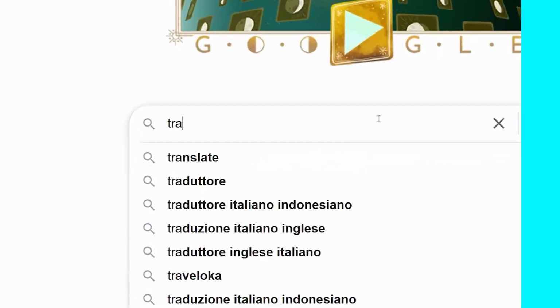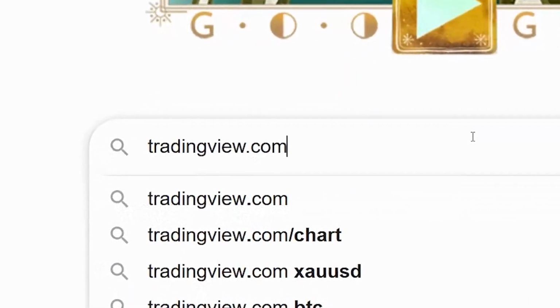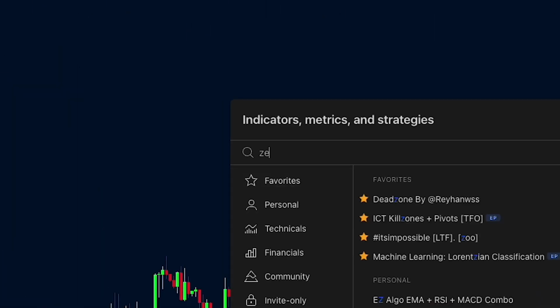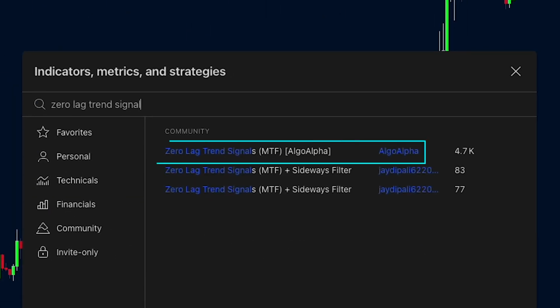Let's get into it. First, you want to hop on TradingView and pull up any chart you want. I'm using the 15-minute time frame for Eurodollar. Click on Indicators and type in Zero Lag Trend Signals. Make sure you select the one by Algo Alpha.